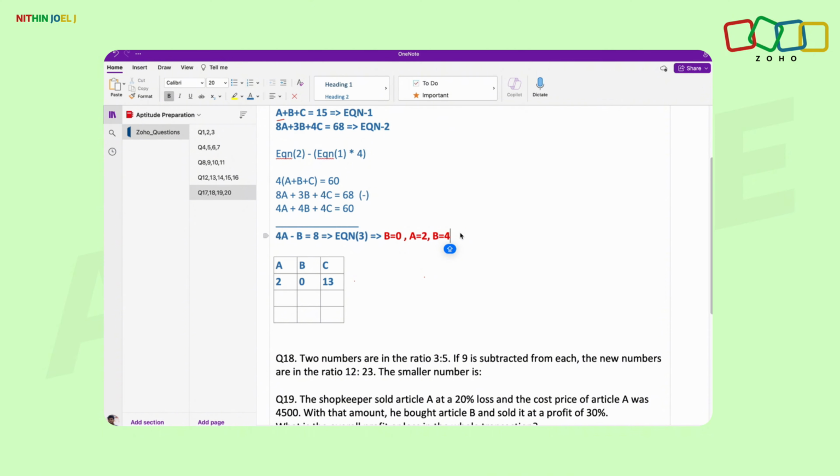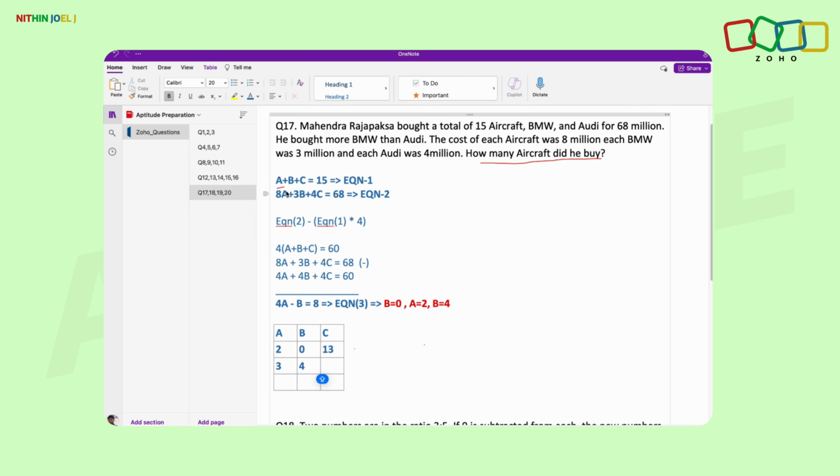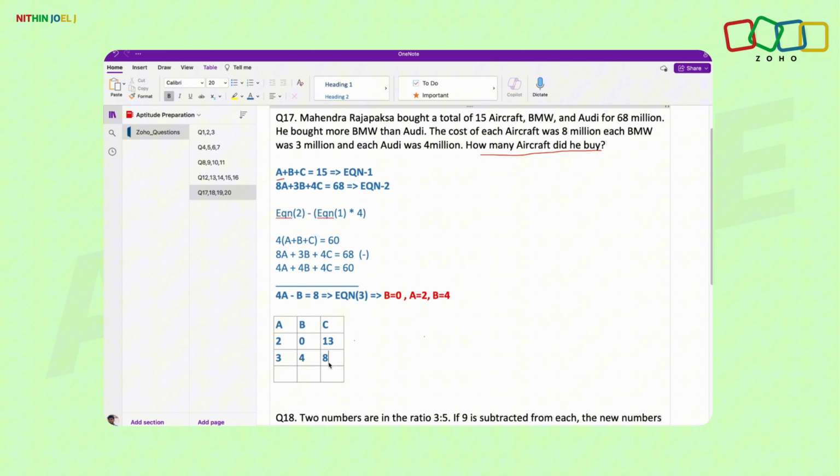So now let's go with 4 over here. If B is equal to 4, then 4A will be 8 plus 4, which is 12. So 4A is equal to 12, and A is equal to 12 by 4, which will be 3, which is properly getting divided. So now our A will be 3, our B will be 4, and what will be C? We'll just substitute over here, A plus B plus C is equal to 15, and we have 3 for A and 4 for B, and definitely to get 15, our C should be 8 over here.